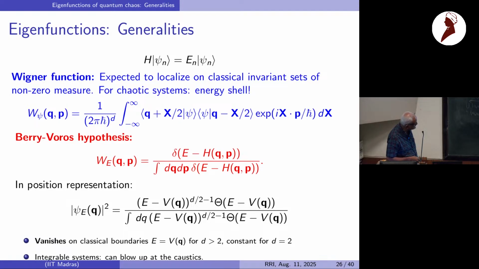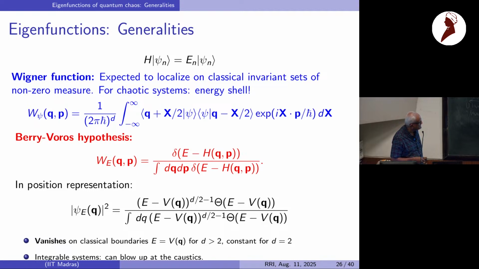But it has an interesting structure. It says that there is nothing greater than E equals V of Q. That's like the energy should be smaller than this potential. So this Q has to satisfy this condition. And then there is E minus V of Q to the power of D by 2 minus 1, where D is the number of degrees of freedom.